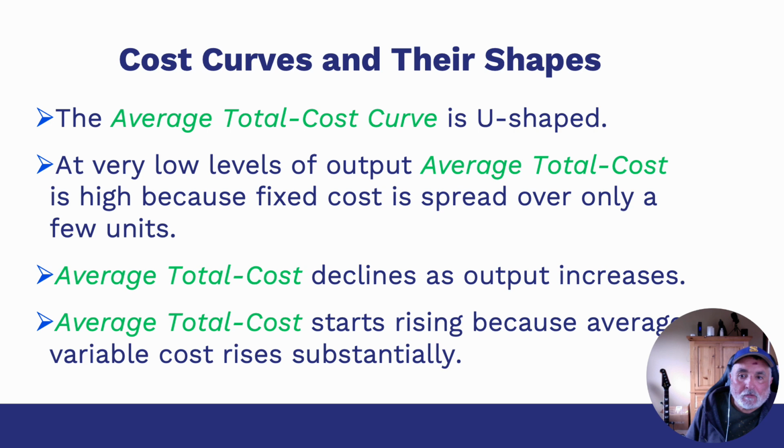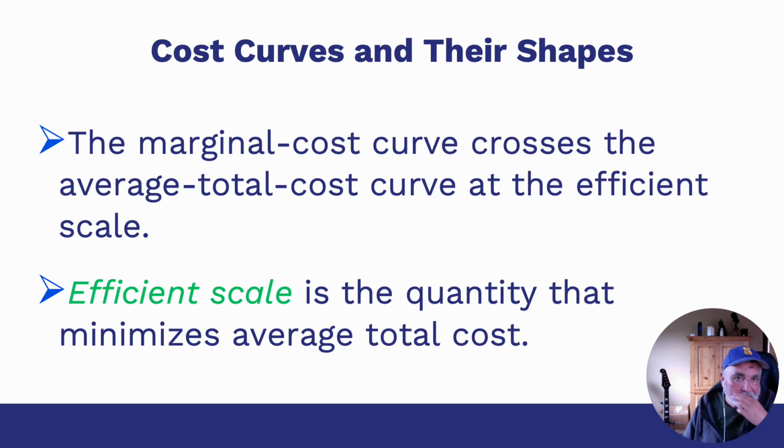All right. One more slide, and we'll talk about marginal cost as we get into the firm. So the marginal cost curve crosses the average total cost curve at the efficient scale. And the efficient scale is where the average total cost curve has bottomed out. And there's more of that coming when we get into perfect competition.